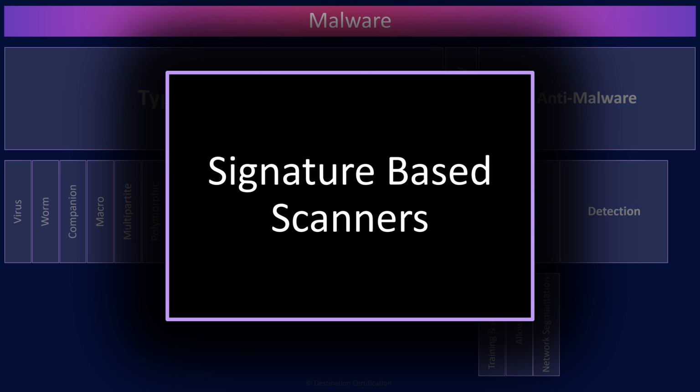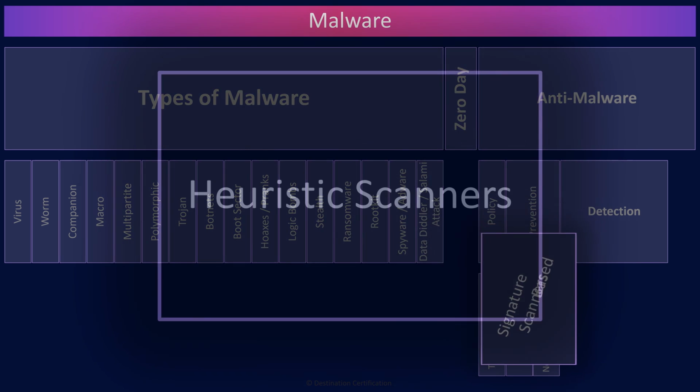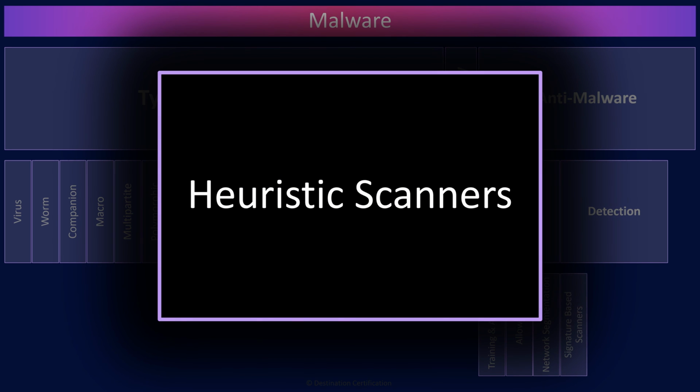Signature-based scanners are fast and efficient, which is why they're so pervasively used. However, they have a significant weakness. They can only detect what they have signatures for, which means they are extremely unlikely to be able to detect zero-day malware. This is why we also have heuristic scanners.